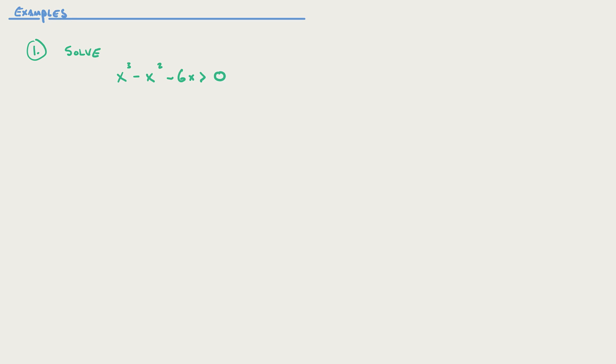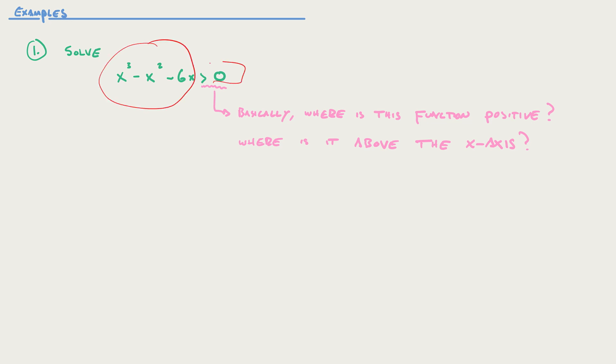Right, example number 1 says solve x cubed minus x squared minus 6x greater than 0. I'm trying to find where this is greater than 0. Which is basically asking us, hey, where is this polynomial function positive? Or another way to say that is, where is this polynomial above the x-axis? Because we're trying to look at when the y value is greater than 0. So that it's where the graph is above the x-axis.